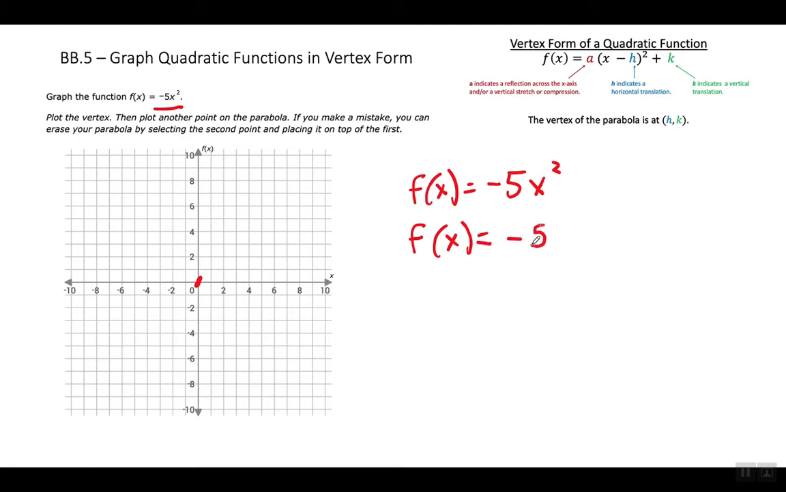a is negative 5. Inside the parentheses, it's x minus 0 to the second power. And back here, it's plus 0. Okay, so the vertex, that's h. The vertex is (h, k).